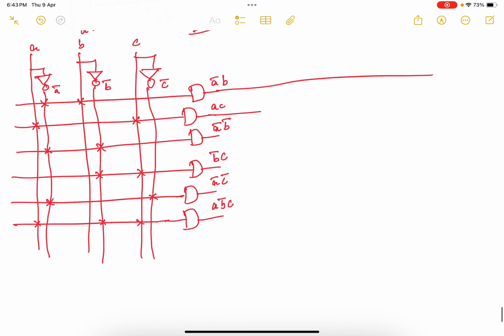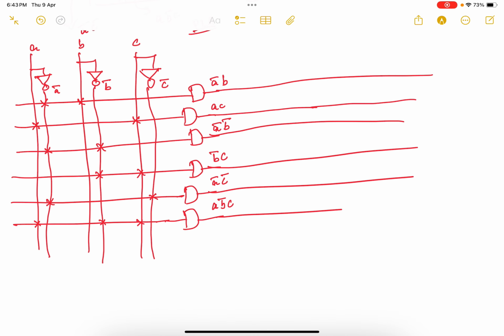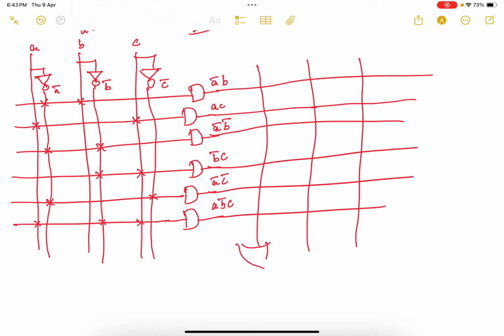So what I told you, you just extend this line. Since we are having 3 outputs, I am going to extend this, and for 3 outputs I am going to draw 3 vertical lines. Each vertical line is given one OR gate. First output is X, second output is Y, third one is Z.